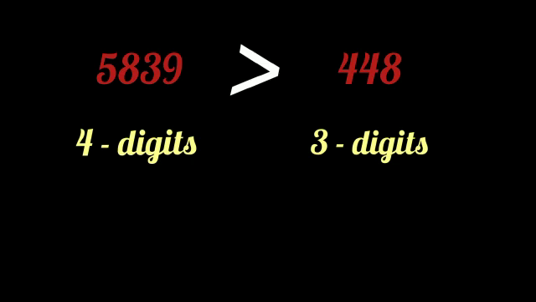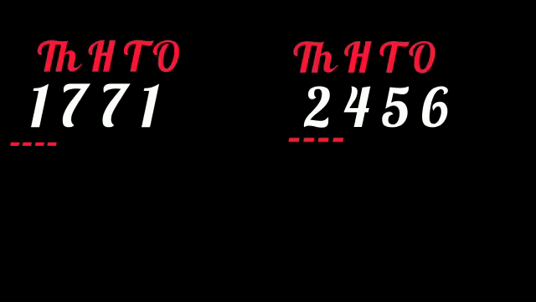Let us move on to the next rule, and it is, when the numbers have the same number of digits, then we should compare the digits on the extreme left, or the first digit, or the digits in the highest place value. The number with the highest first digit will be the greater number. Let us see one example. Compare the numbers 1771 and 2456. Here we can see both the numbers have 4 digits.